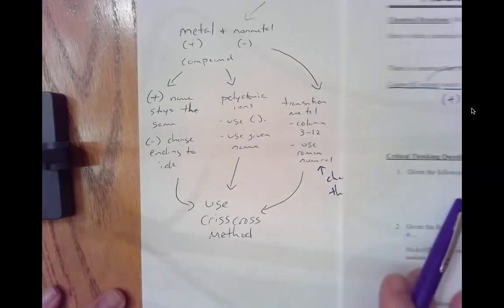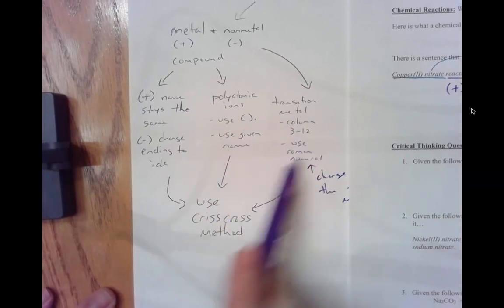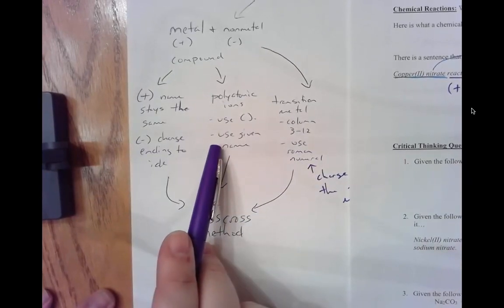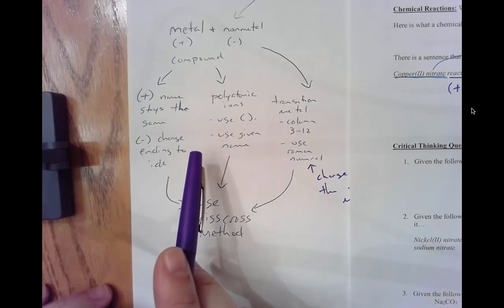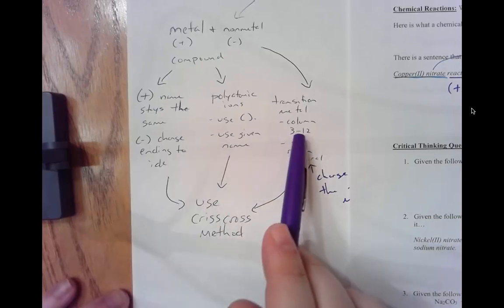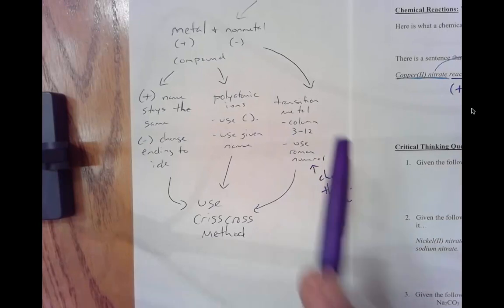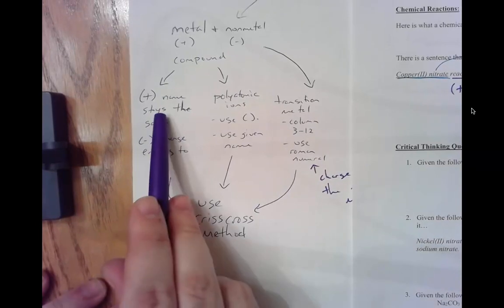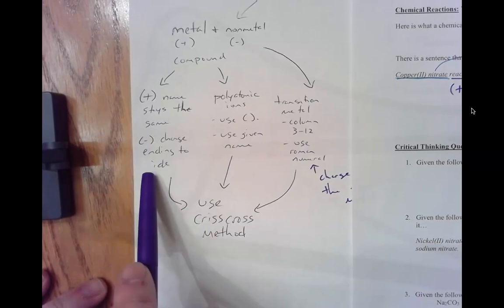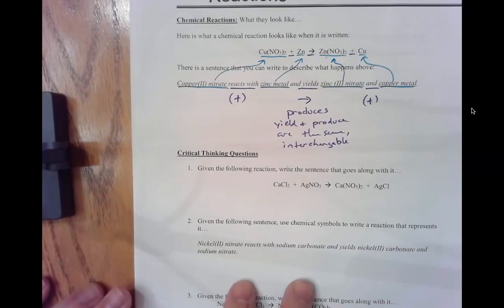So if we think about CaCl2 and look at all the other things that are present, we do not have a polyatomic ion because there's no parentheses and it's not multiple atoms. And then there's no transition metal because calcium is not in columns 3 through 12. So we just have to use the basic naming rules. The positive name stays the same and the negative changes to "ide."